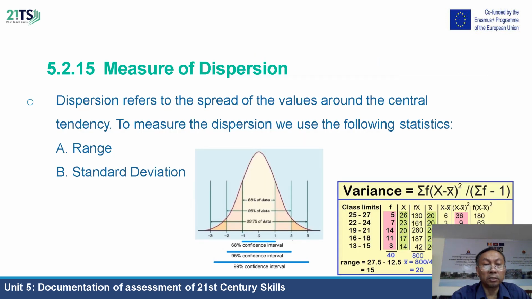Measures of dispersion. Dispersion refers to the spread of the values around the central tendency. To measure the dispersion, we use statistics such as range and standard deviation. Study the pictures of the graph and the table of variations.